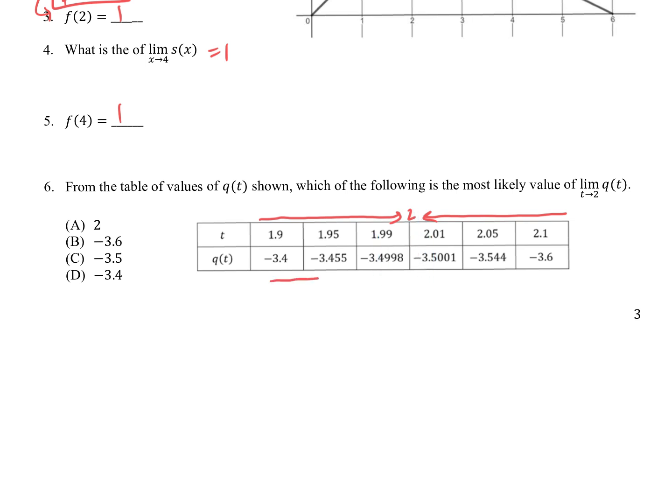Then what are my y values coming together at, would you say? Wouldn't you say negative 3.5? We're getting closer to negative 3.5 on the left side. On the right side, we're getting smaller and approaching negative 3.5. Boom, that's how we would read that from a table.